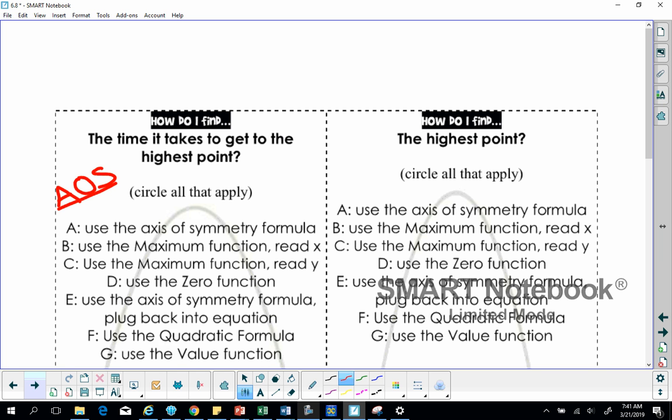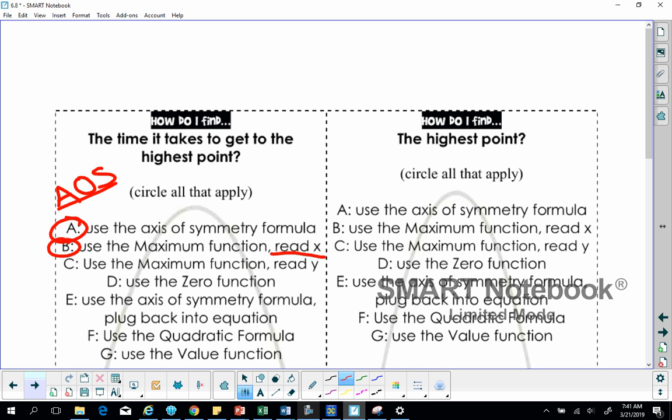So would I use the axis of symmetry formula? Negative b over 2a. Could I use that to find my axis of symmetry? Yes. And what coordinate of your max is your axis of symmetry? Is it your x or your y coordinate? Axis of symmetry, x coordinate. So I would read the x. I would not read the y because that would be my height.